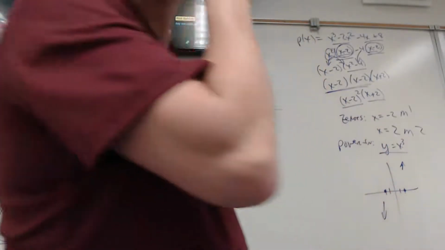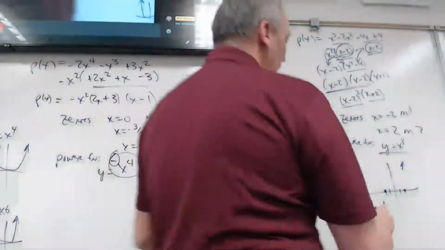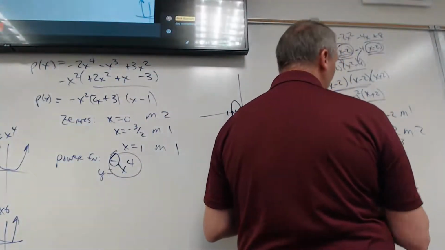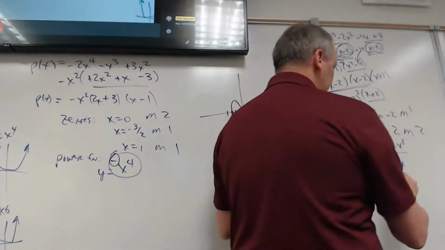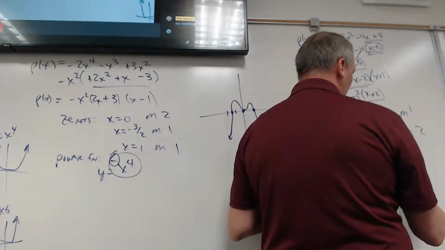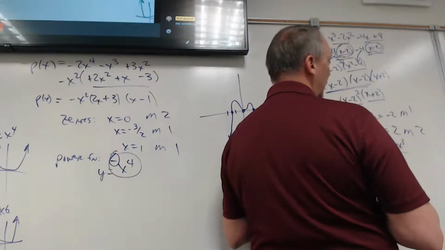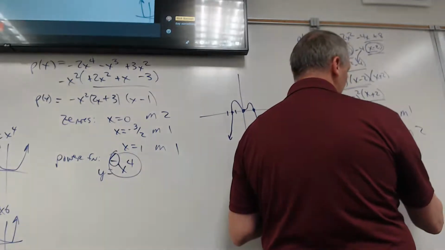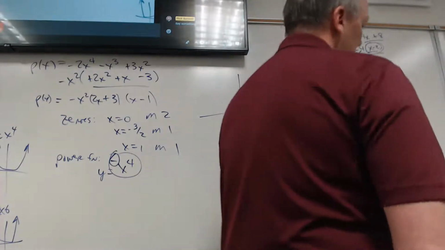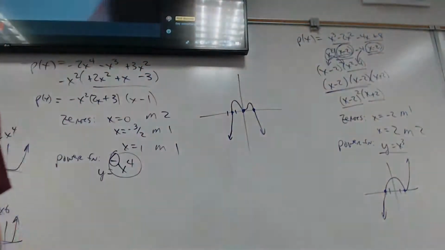Okay. And so, Daniel, when I get here to -2, what happens? It's going to cross. And when I get to +2, it's going to bounce. Okay? All right. You going to ace my quiz, Nicole, on Monday?